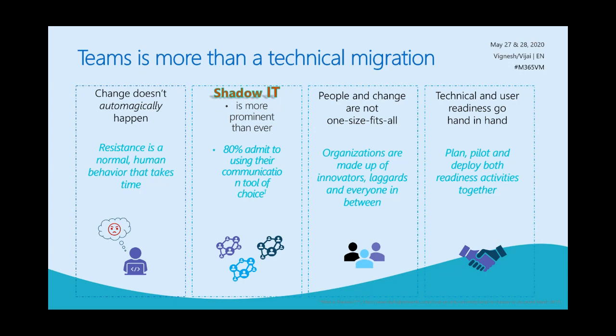So Teams is more than a technical migration. These are the four pillars which you need to look at in a migration. This is not specific only to Teams. It could be for any change happening in your organization. Change doesn't automatically happen. Resistance is normal human behavior. Whenever something new is thrown at us, we are not quite comfortable with it, because we are in love with what we have been doing for quite some time, and we fail to see the value in the new solution that is thrown at us. That's normal human behavior. You can't just go ahead and blame people for that.